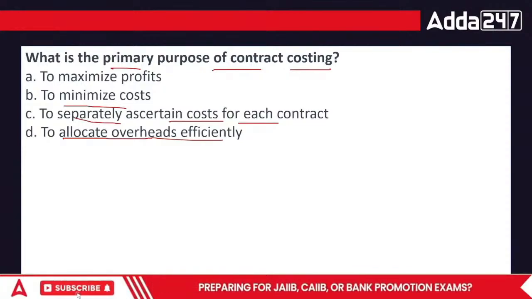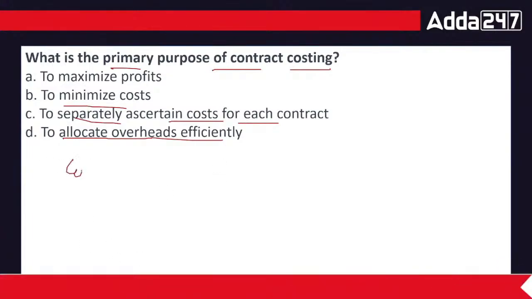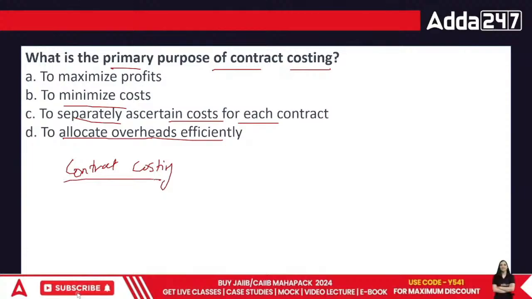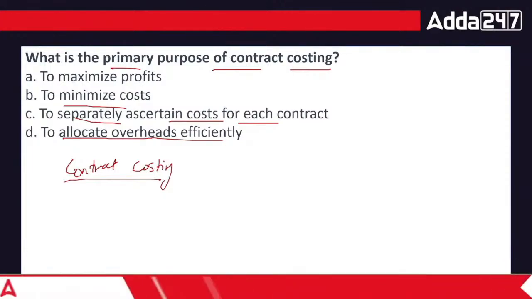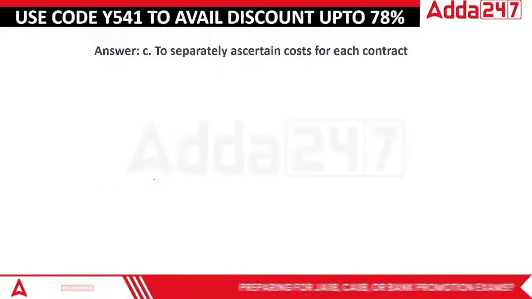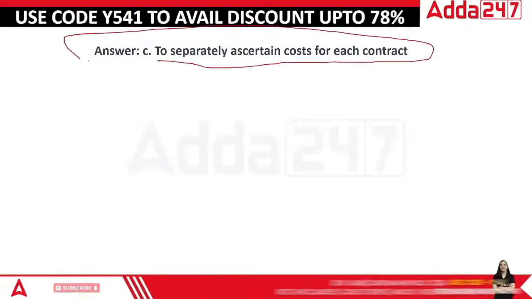When we talk about contract costing, it is exclusively related to long-term construction based contracts. For example, building a house, building a bridge, building a freeway, highway, all those things are covered in this. So when we talk about this scenario, to separate a certain cost of each contract, we do this.